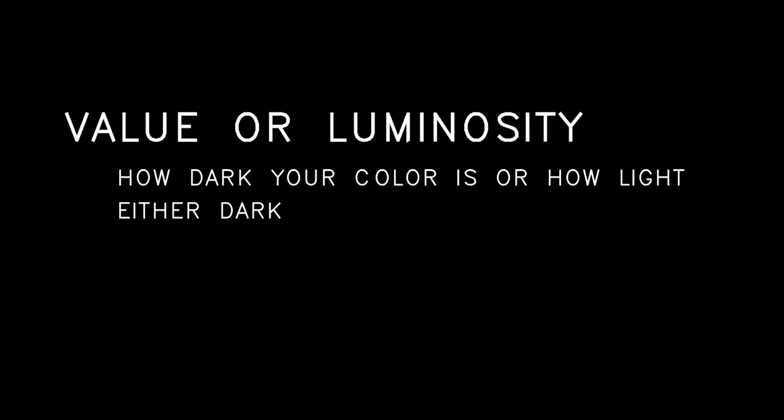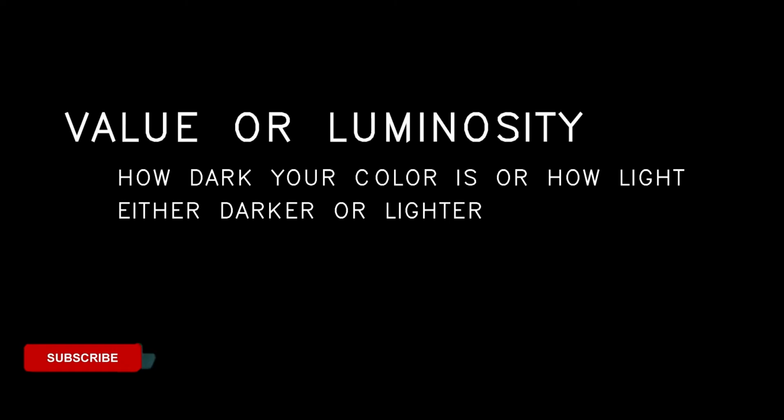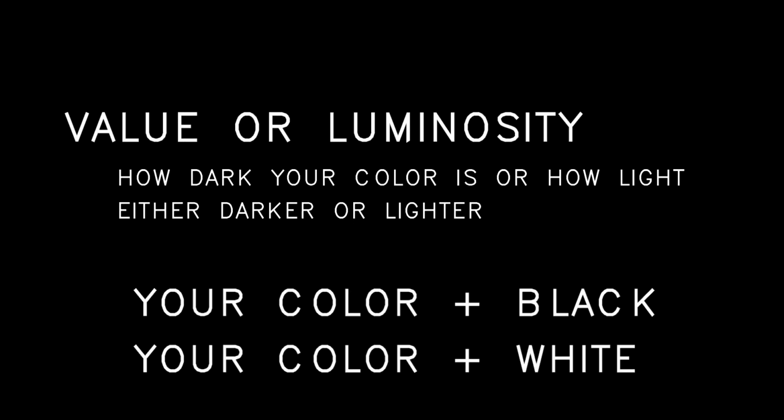Moving to the next one, which is value, also known as luminosity. This is just relating to the darkness or lightness of the color you picked. So colors like this are light and colors like this are dark. When a color is dark, you can add black to make it darker, and you can add white to a color to make it lighter. That means you are adding white when you actually want it to look brighter.